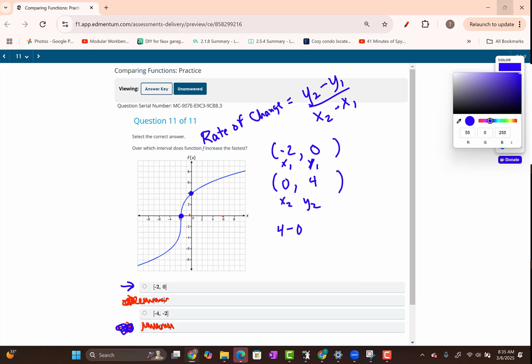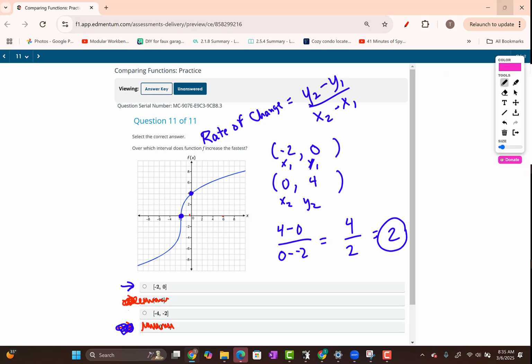So it's going to be 4 minus 0 over 0 minus -2. Feel free to use a calculator to double check your work. But you should end up getting a slope of 2 for that answer choice. Now let's check this one. When x is -4 and when x is -2, we need to first find the corresponding y values. So when x is -4, what is that corresponding y value? It's -6. And when x is -2, we already know the corresponding y value is 0.